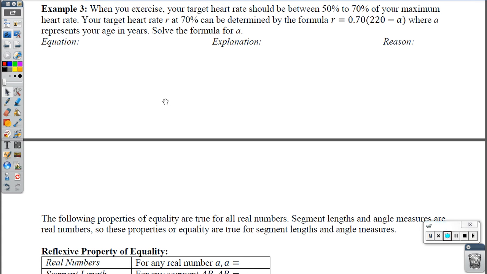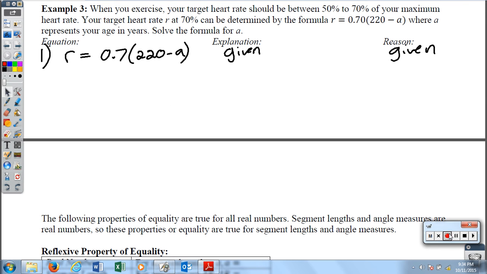So in this one, we're just going to rearrange the formula. We can't actually get a number for A, but we can rearrange the formula. So we're going to start with the givens. Right now, A is in parentheses, so we need to find a way to get rid of those. So we can distribute 0.7 through the parentheses, and that'll allow us to then rearrange the equation to get A by itself. We can do that because of the distributive property.